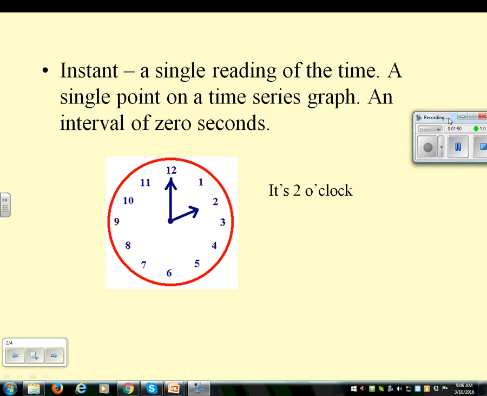So it's 2 o'clock, a single reading of the time, right? Now I've been talking about 2 o'clock for quite a while here, a minute or so. That doesn't make it an interval, right? We're talking about a single reading. It could have happened in the past. It's an instant.